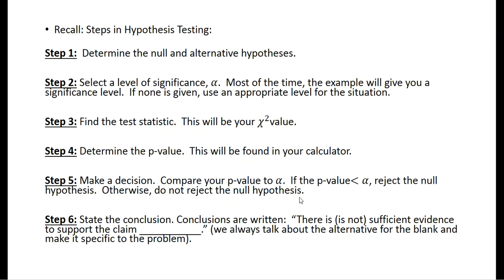One last review. Our steps in hypothesis testing, no matter what test we're doing, and that is true of any test that we do. For our p-value method, we determine the null and alternative hypotheses, select a level of significance alpha, find the test statistic, usually done in your calculator, determine the p-value, again usually done in your calculator, make a decision based on your p-value and alpha, and then state that conclusion.